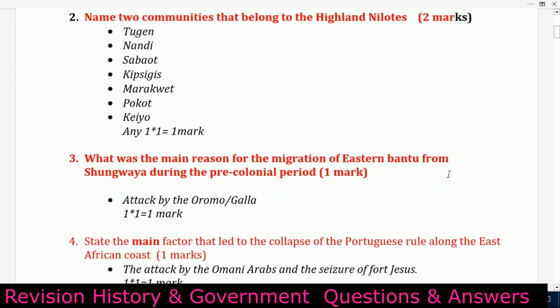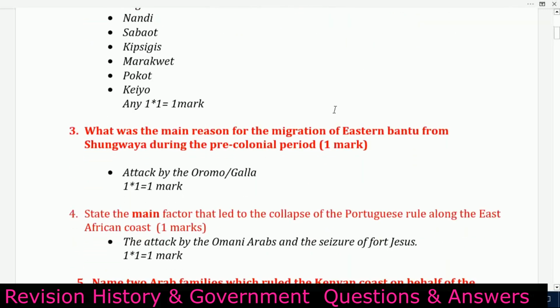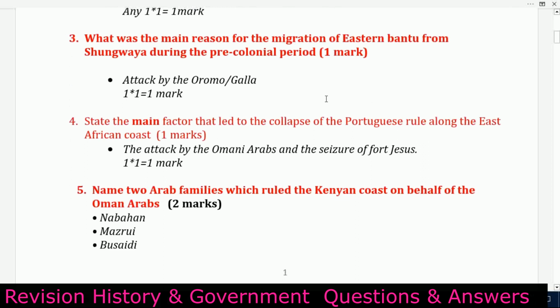Name 2 communities that belong to the Highland Nilotes. Highland Nilotes, we have Tugen, Nandi, Sabaot, Kipsigis, Marakwet, Pokot, Keiyo. Those are the communities that belong to the Highland Nilotes. We go to question number 3.